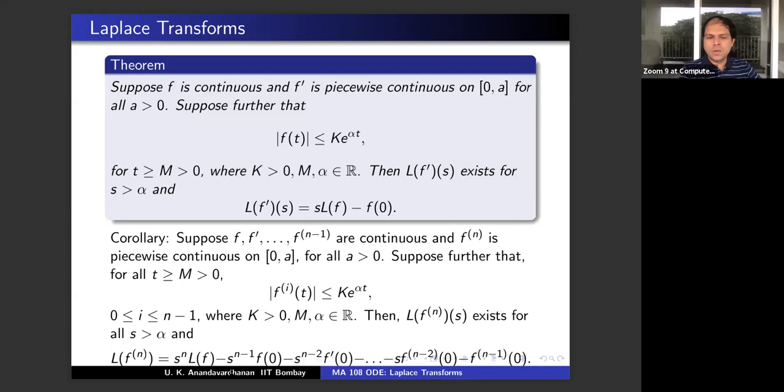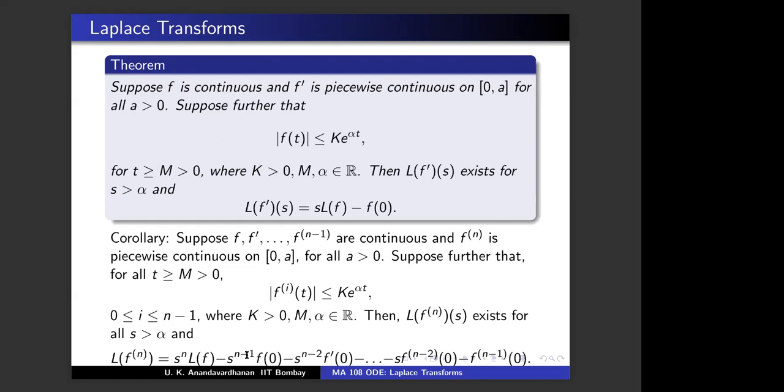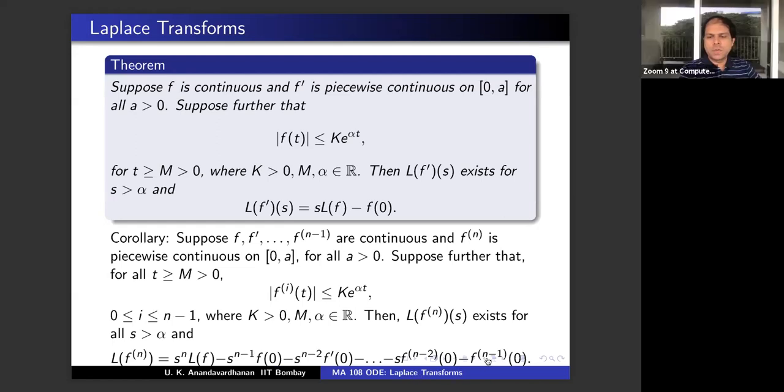You can see the last line, no? Is it going below? No, right? You can see, no? s to the power n LF minus s to the power n minus 1 f of 0 up to f to the n minus 1 of 0. And this will be very useful in IVPs.